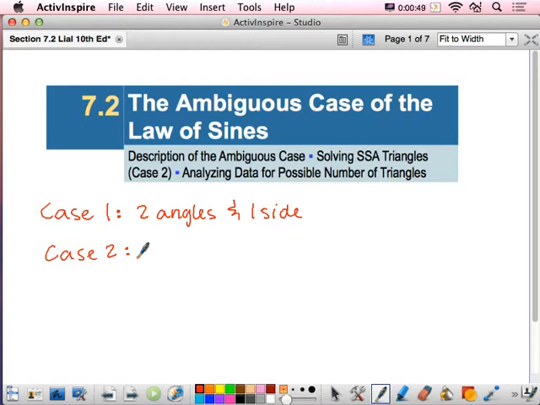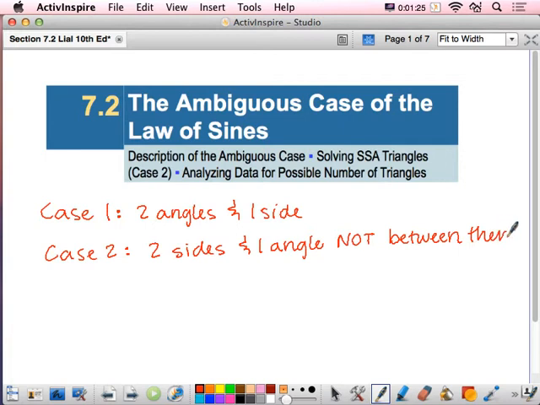Case 2 is what we call the ambiguous case. The reason it's called ambiguous is there's a possibility that you could get no solution at all, you could get one triangle just like you do with case 1, or you could get two different triangles. We'll talk in a minute about why that could be true. In this case, you are given two sides and the angle that is not between them. That's what we're going to be studying today.